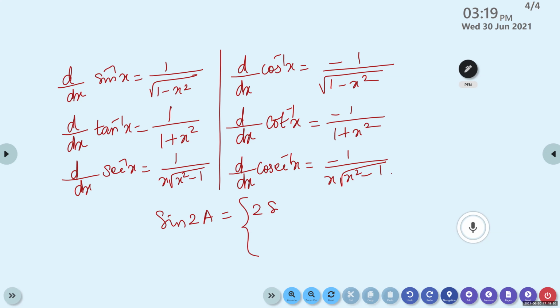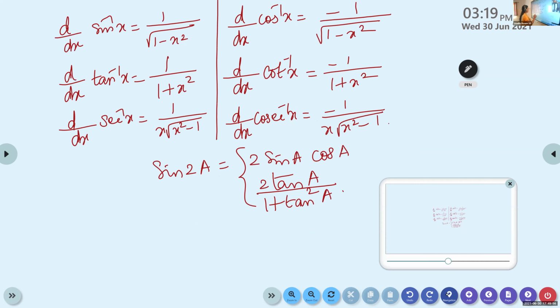Very good. 2 sine a cos a. Then, in terms of tan, we have learned one formula. What is the formula? 2 tan a divided by 1 plus tan square a. Very good. Sine 2a, we have 2 formulas.